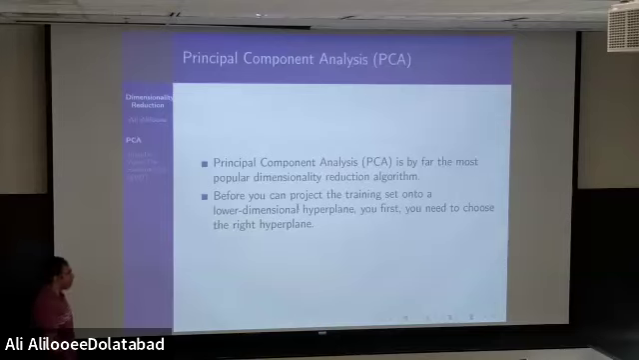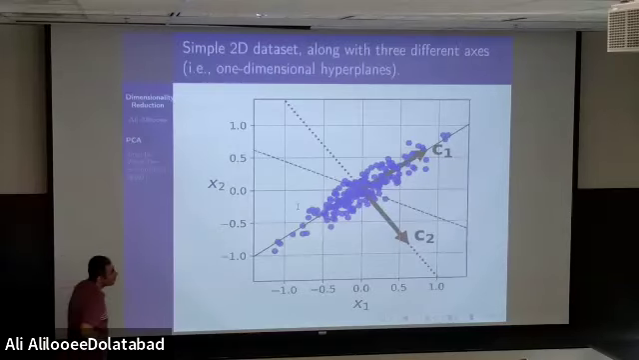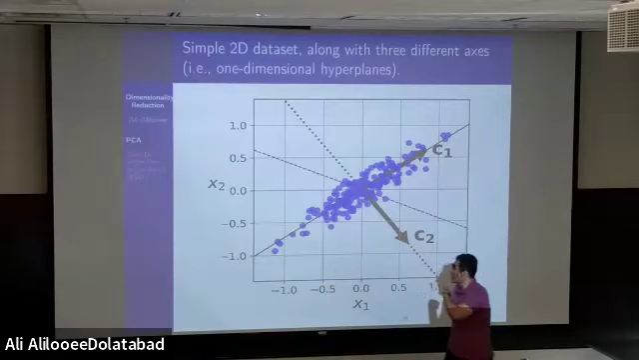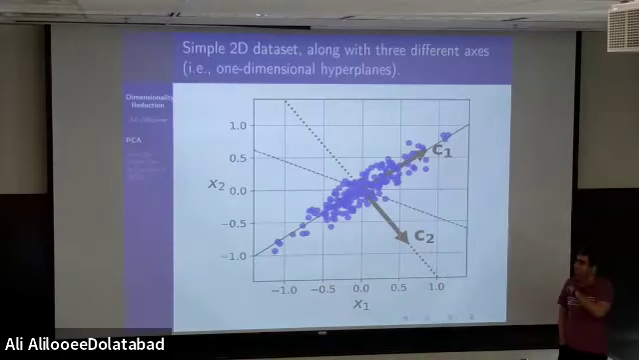A right hyperplane means you have to choose what Z1 and Z2 are the best. And in order to answer this question, we need to use the concept of PCA. Then here, see, this is one example of the case that you can project on.